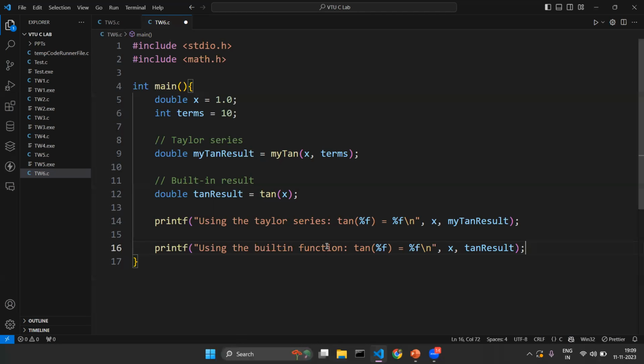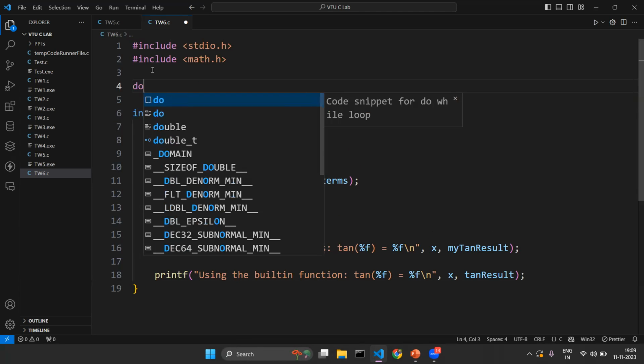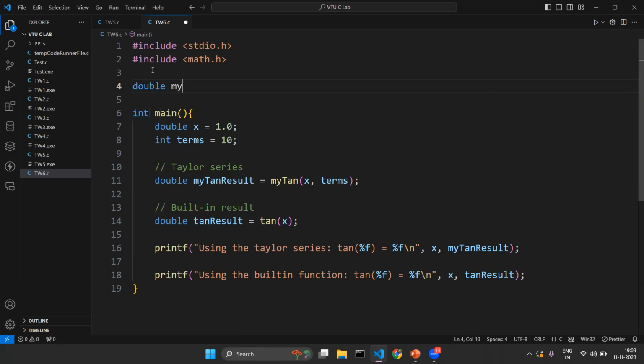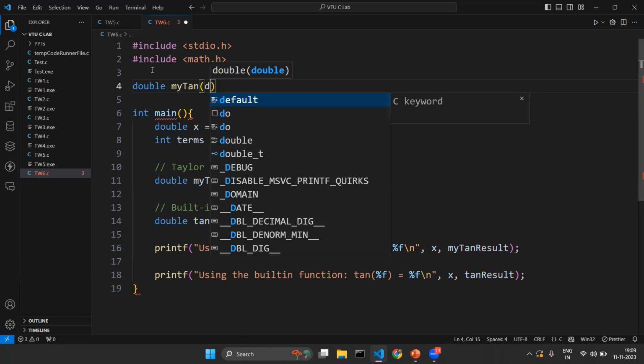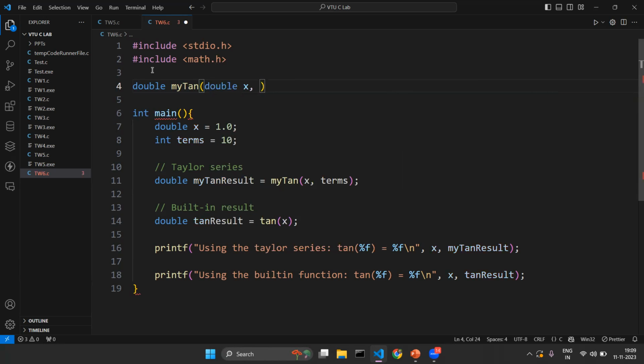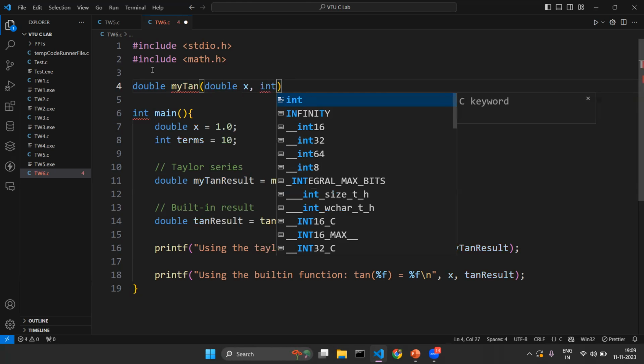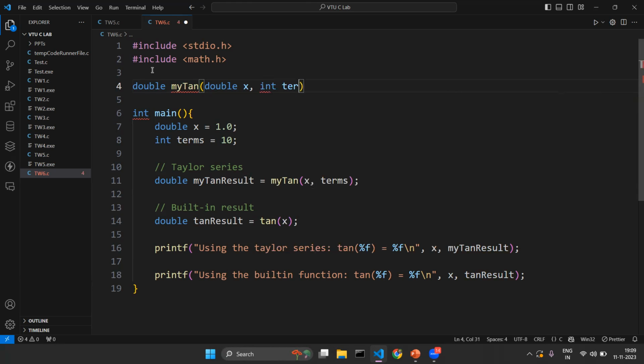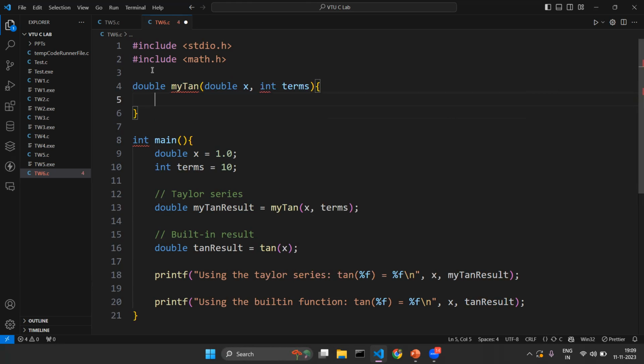Before that, we will just look over these functions. We will just complete these functions. First function over here is my tan, that is a user-defined function, so we need to define it. Double my tan, I will say double x and int terms, because these are two variables which have been supplied as parameters or arguments.